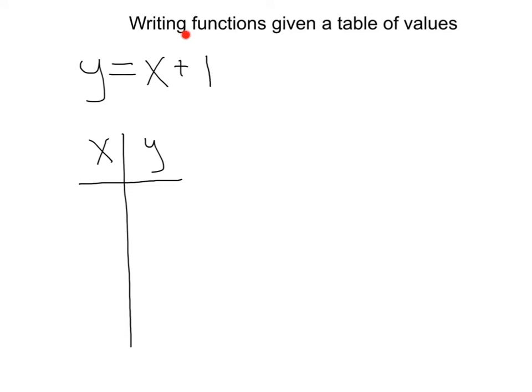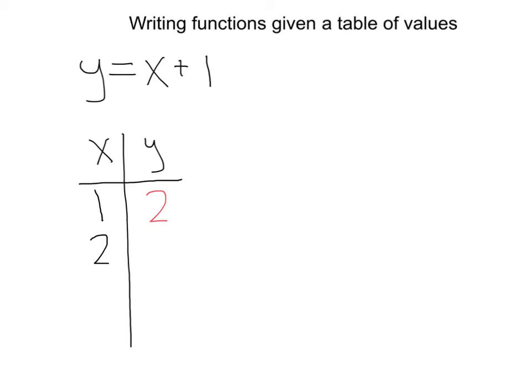So we're going to be writing functions given a table of values, and we've done something extremely similar when we graphed lines making a table. Here we have an equation, y equals x plus 1. If we want to make an xy table, let's say our x value is, well, how about 1? If x equals 1, then we could plug that in here and we'd get y equals 1 plus 1, or y equals 2. If we plugged in x equals 2, we'd get y equals 2 plus 1, or 3.